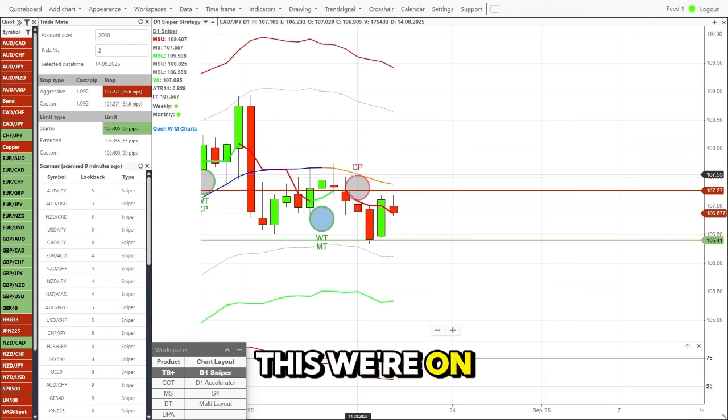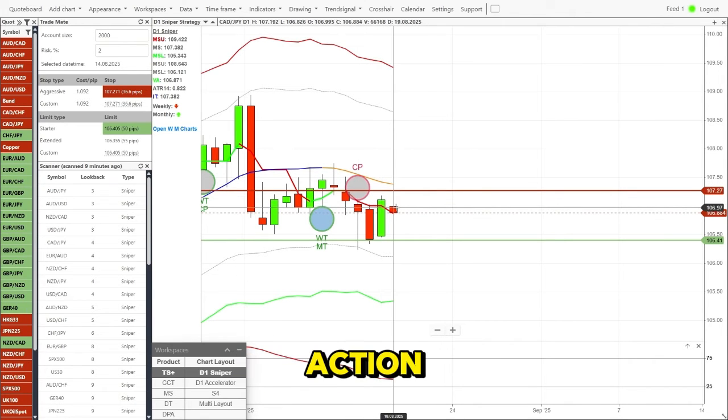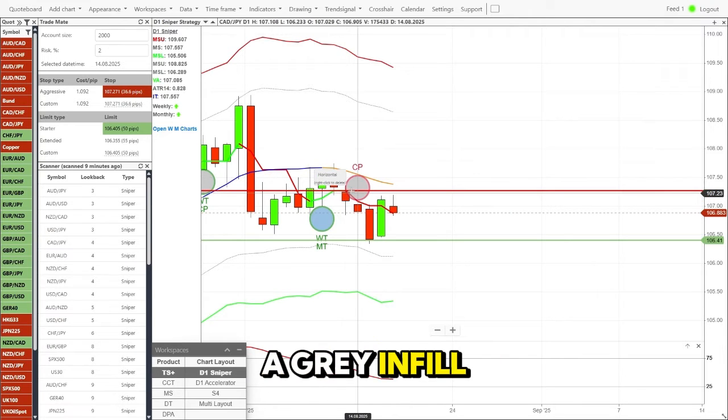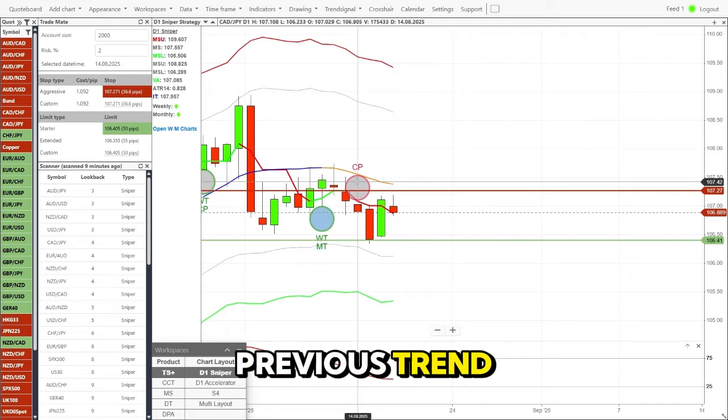So looking at this, we're on daily candles. Each one of these candles is a day's worth of price action. We have a red sniper disc, a red sniper disc with a grey infill. Now, the grey infill doesn't change the way we're going to manage the strategy on the basic rules, but it lets us know that this is a continuation of a previous trend. We've had a move down, a pull back up, and now we're looking to resume the course back down, the regular order of business, if you like.